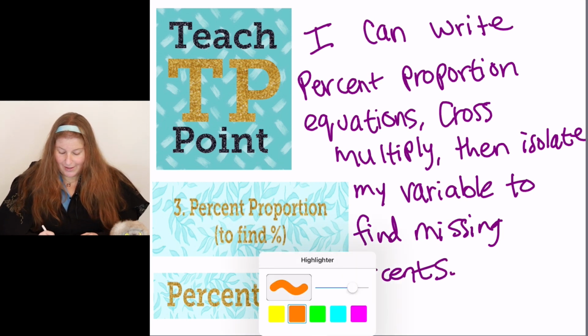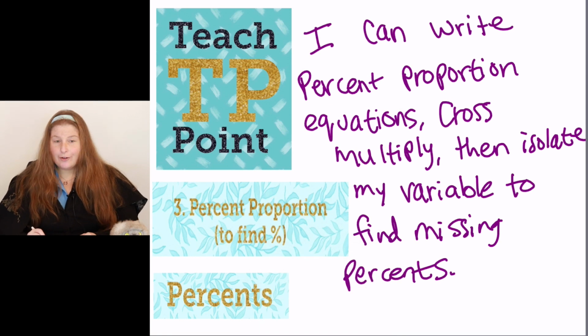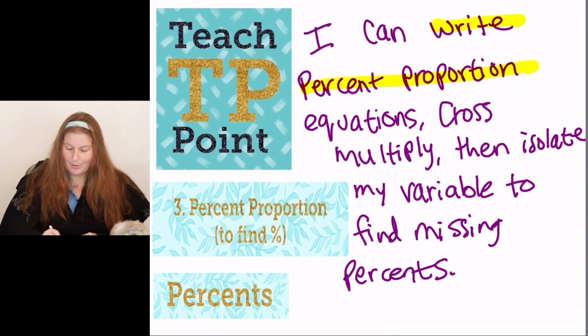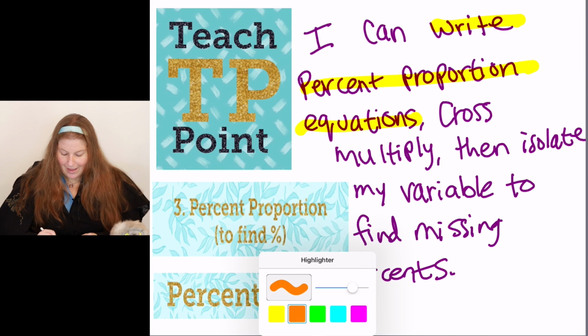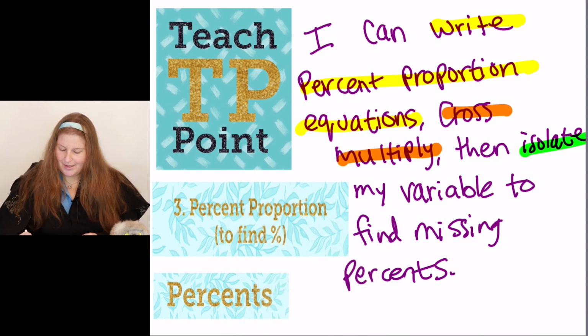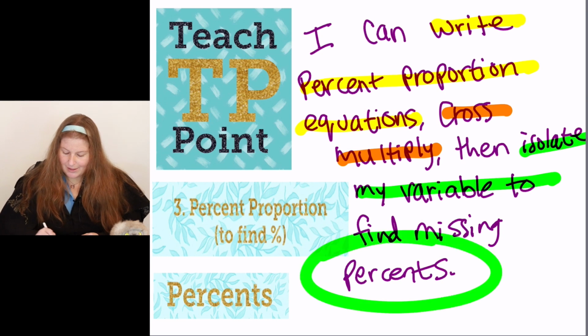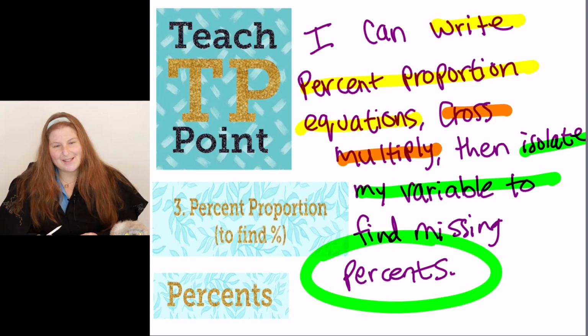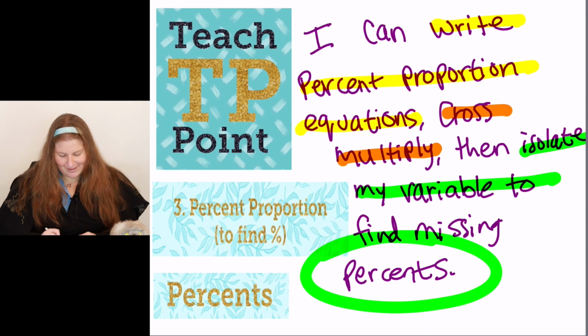Now, I want you to think of this as 3 easy steps. Your first step is always going to be write a percent proportion equation. After that, you will cross multiply. The last thing you will do is isolate your variable, and that's going to give you your answer, what percent it is. Let's look at our first example.